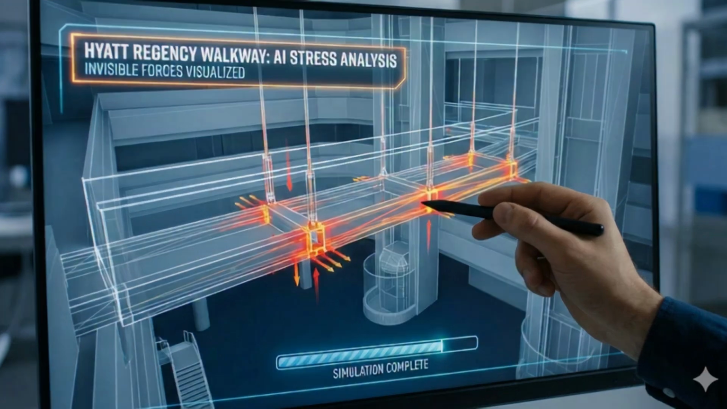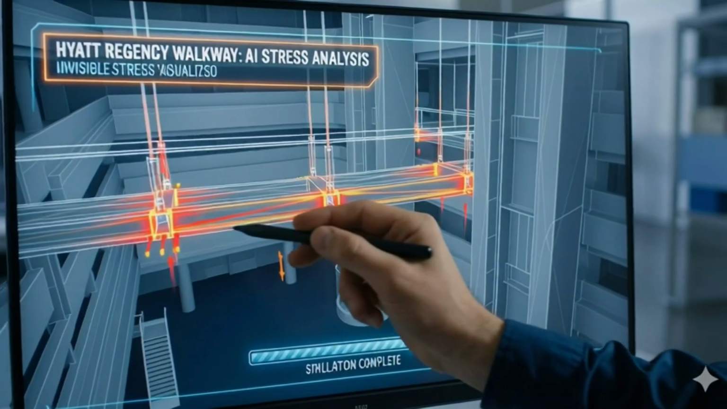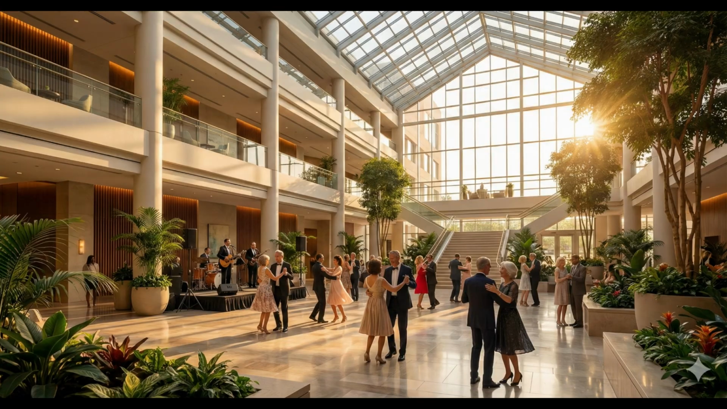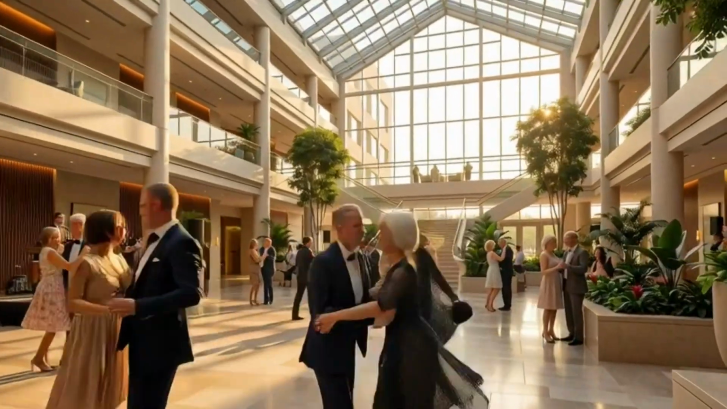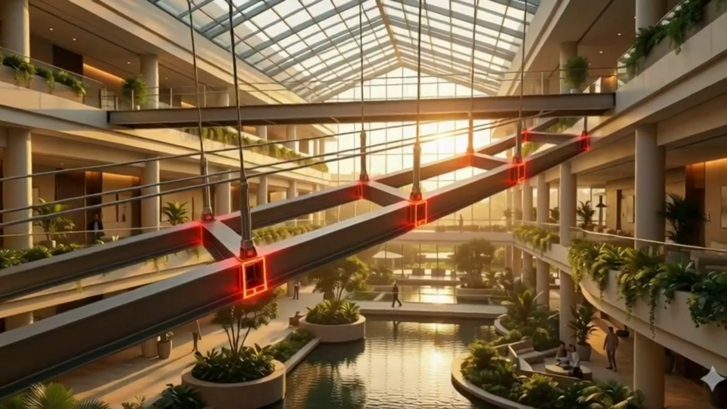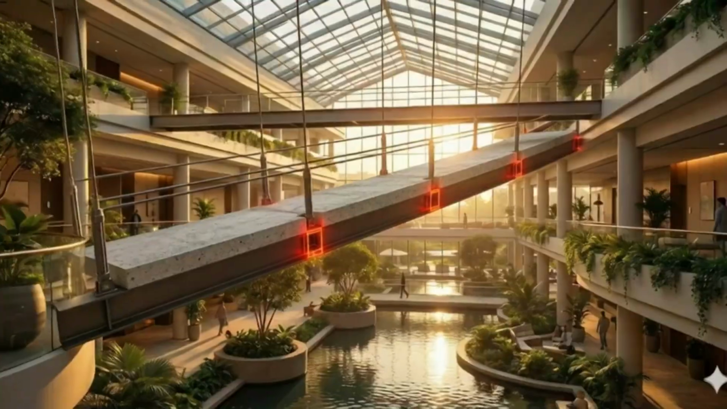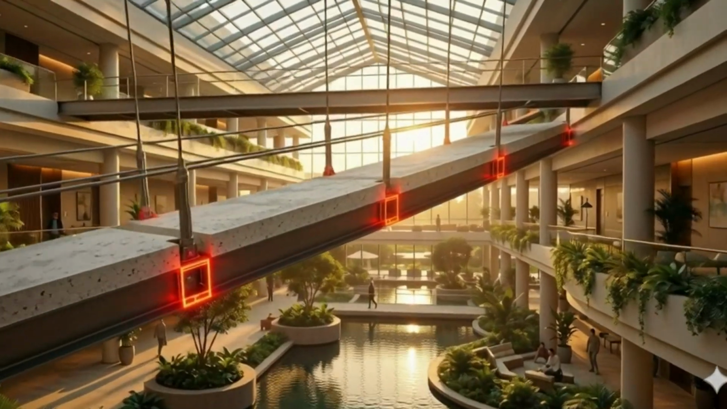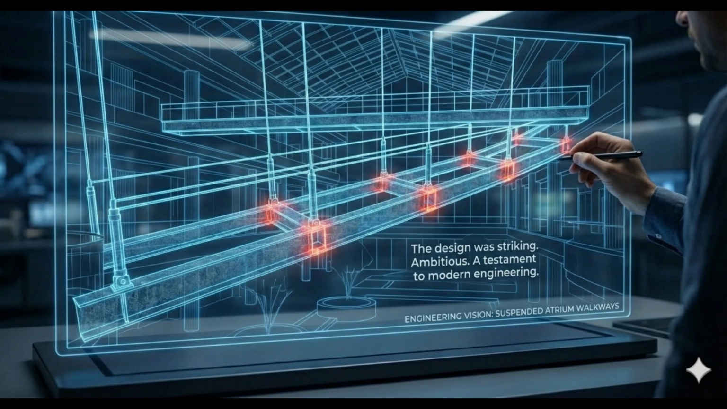We used modern AI simulation to visualize the invisible forces that caused the Hyatt Regency walkway collapse. On July 17th, 1981, the atrium of the Hyatt Regency in Kansas City was hosting a tea dance. Above the lobby floor, two suspended walkways, elegant steel and concrete structures, spanned the open space at the second and fourth floors. The design was striking, ambitious, a testament to modern engineering.